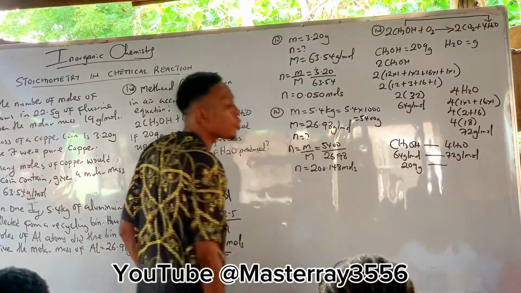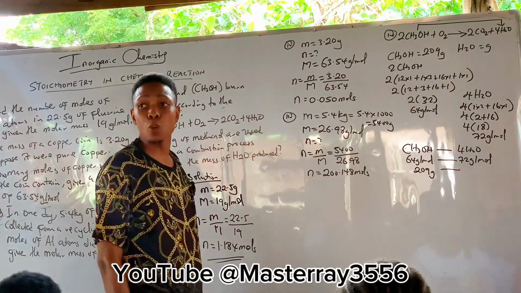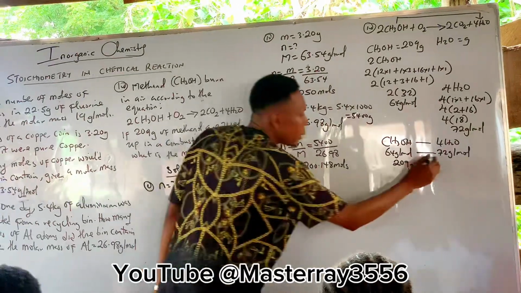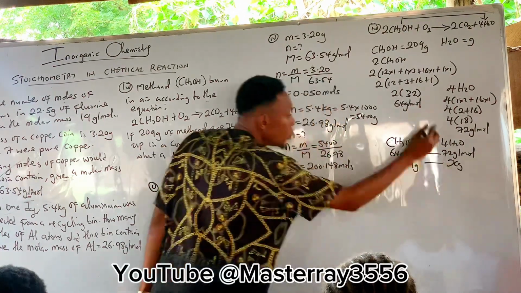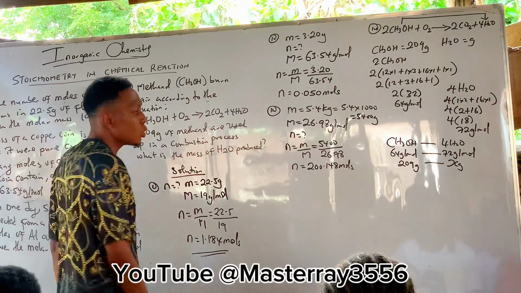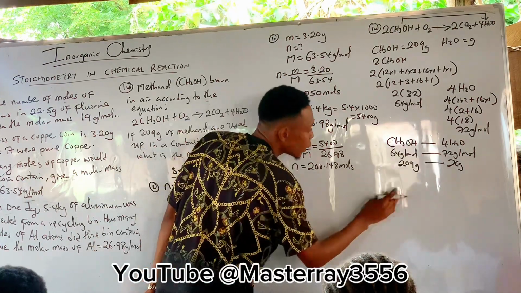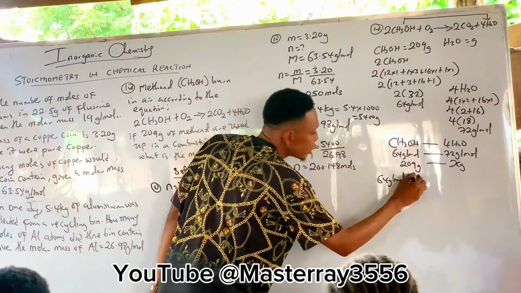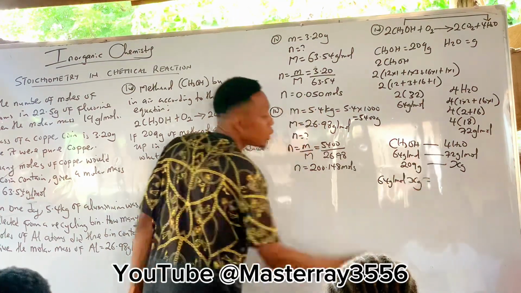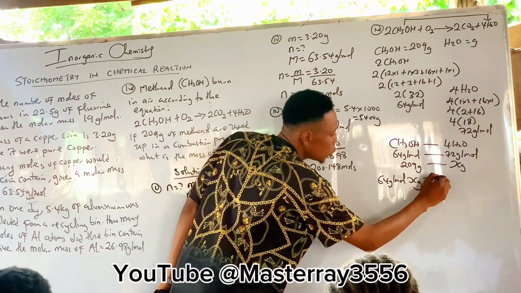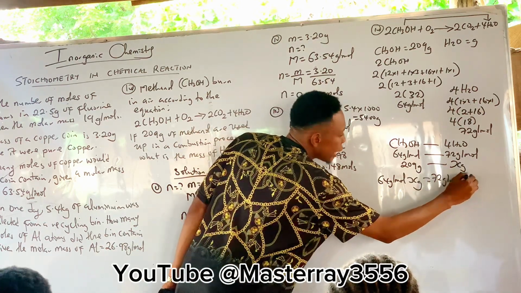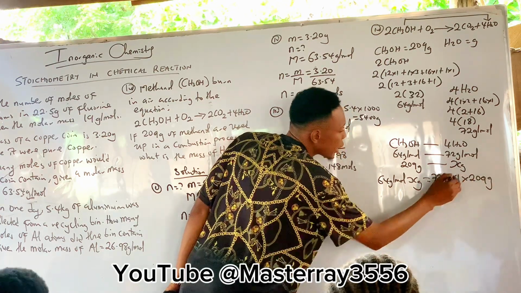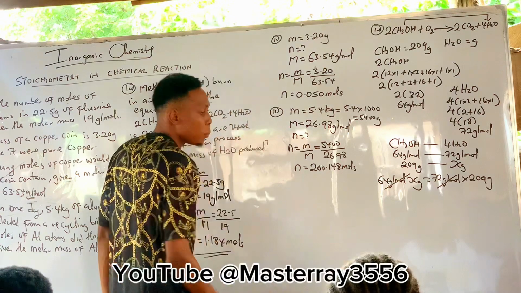Do we know the mass of water? That's what they ask us to look for, is it not? So I can simply call that S grams. What do we do? We cross multiply. So if we cross multiply, this times this, we have 64 grams per mole times S grams equals this times this, which is 72 grams per mole times 209 grams. Grams per mole cancels out grams per mole.